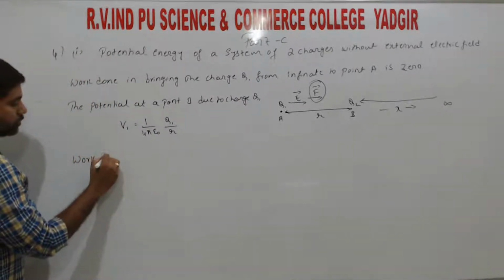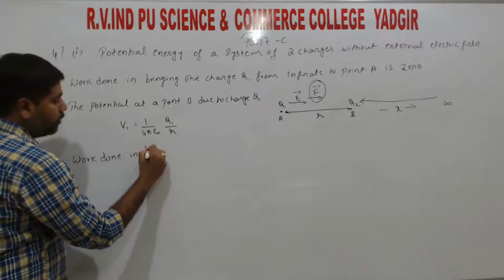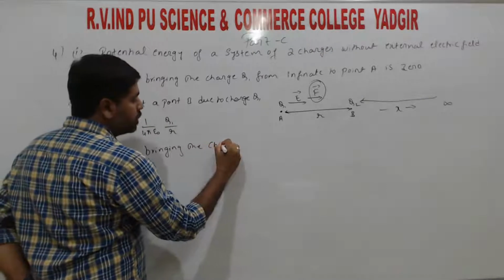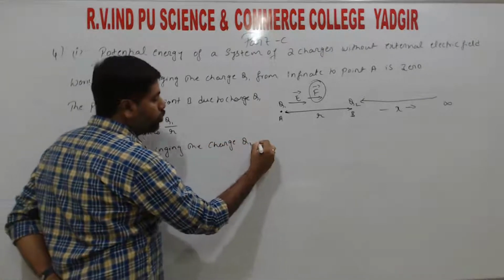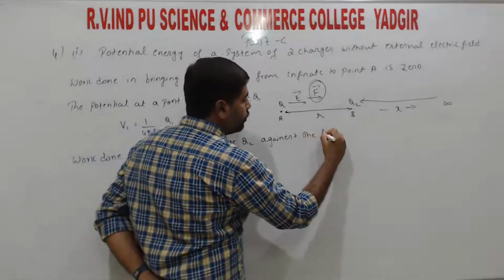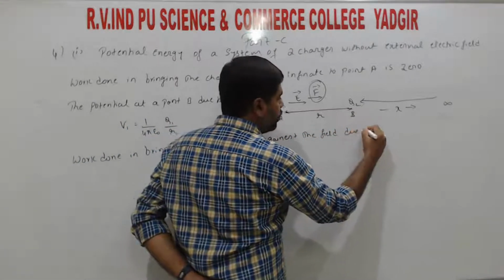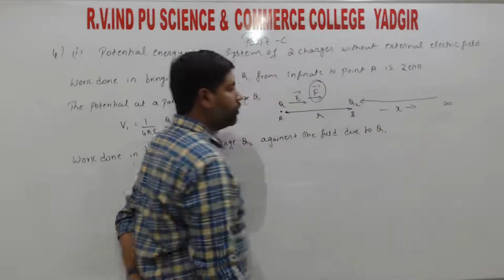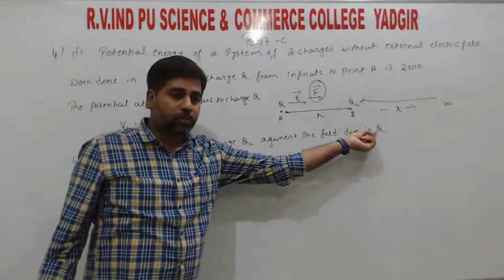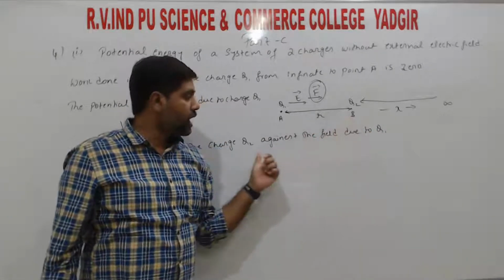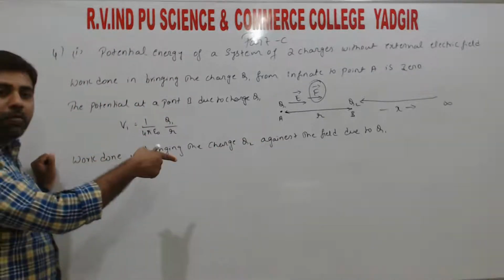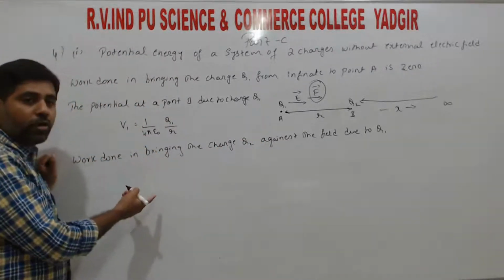So work done in bringing the charge Q2 against the field due to Q1, right? So here, which charge is producing the field? Charge Q1 is producing it. So against the field we are bringing the charge Q2. So hence work is done. So what is happening there? Work is being done. So that work we are going to find out, right?